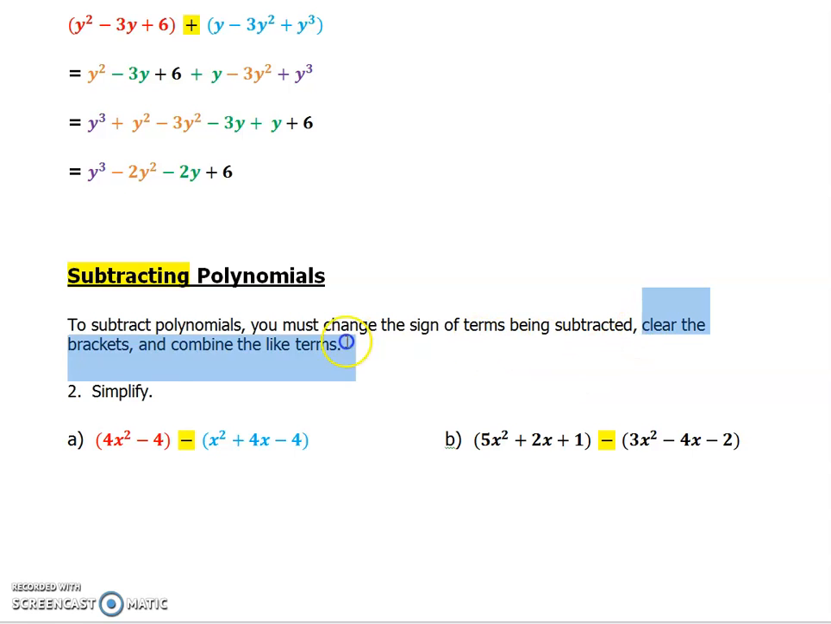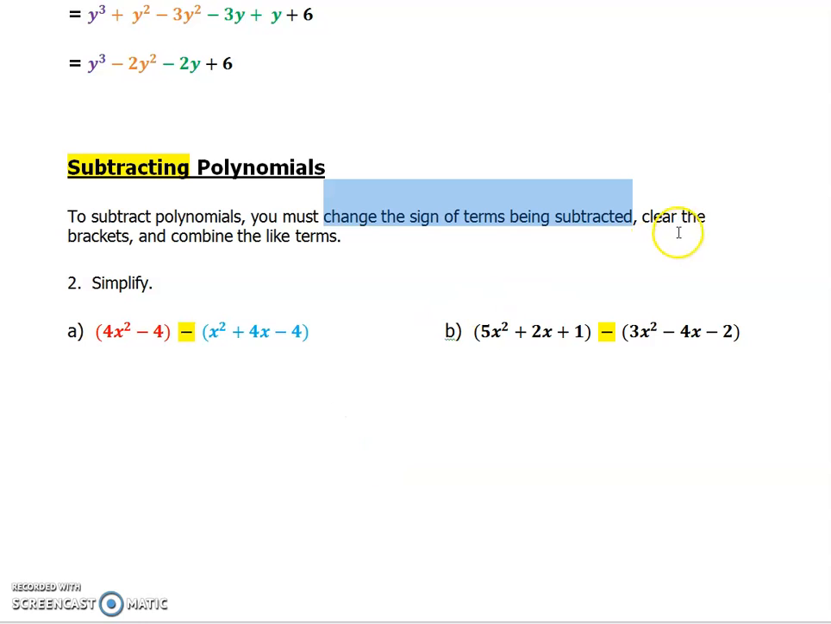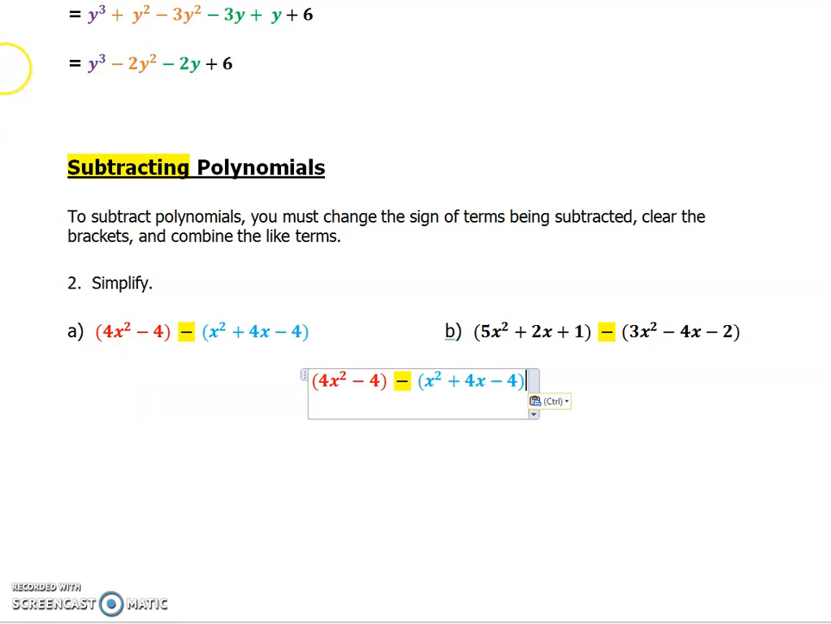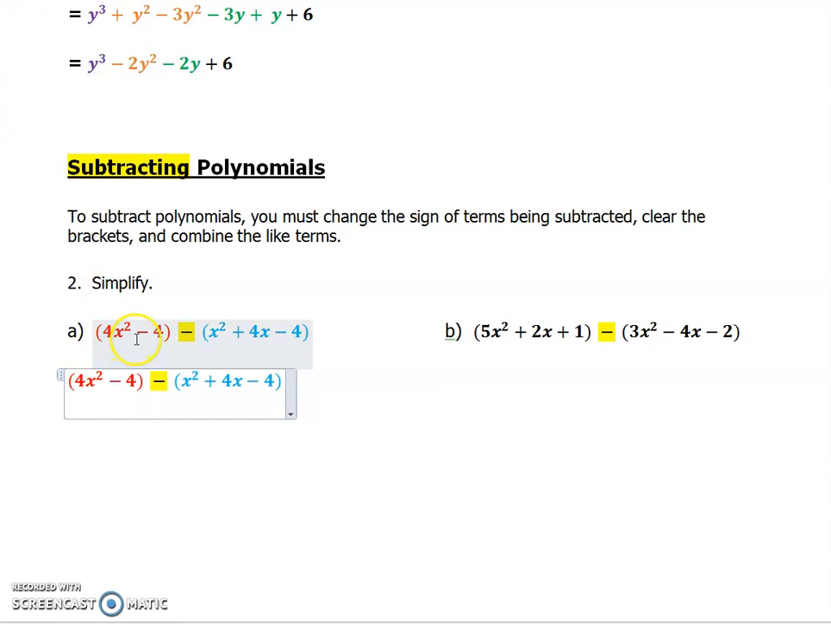You are still clearing the brackets, getting rid of the brackets, and you are still combining like terms, but you have an extra step where you're going to have to change the symbols of the terms being subtracted. So let me explain what that means in a second. Let's clear the brackets the same way that we did the addition. So I'm going to copy all that, put it right underneath, paste it, see, exactly the same. Put an equal sign at the very front.